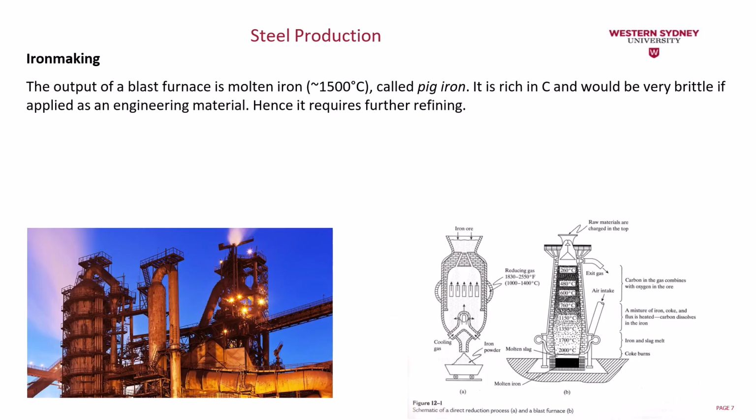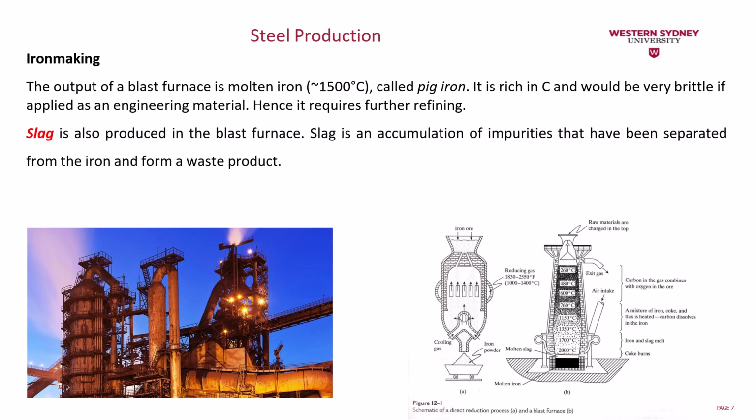The output of the blast furnace is molten iron at about 1500 degrees. It's called pig iron, and it's rich in carbon and will be very brittle if applied as an engineering material, hence it requires further refining. So once again, the first iron we're going to have is the pig iron, which is not going to be strong enough because it has a high amount of carbon, and this will make it quite brittle. Slag is also produced in the blast furnace.